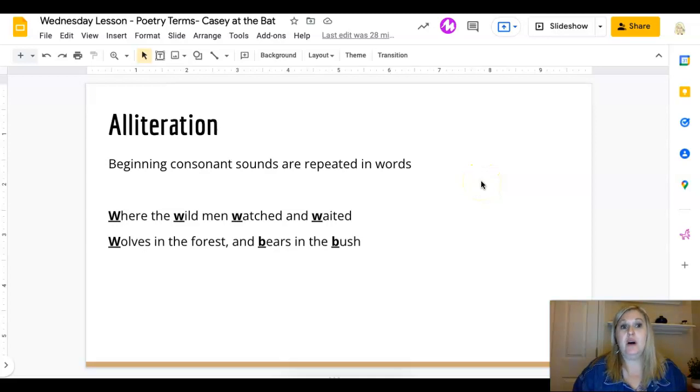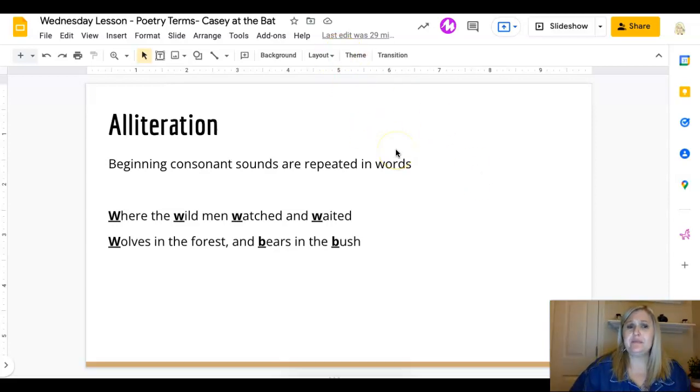Okay, guys, we're going to talk about some other types of figurative language that are often used in poems. You've heard of alliteration before, but this is a review. Alliteration is beginning consonant sounds being repeated in words. Here are some examples. Where the wild men watched and waited. You hear the W sound constantly. Wolves in the forest and bears in the bush. There is the B sound being repeated and the W sound being repeated.